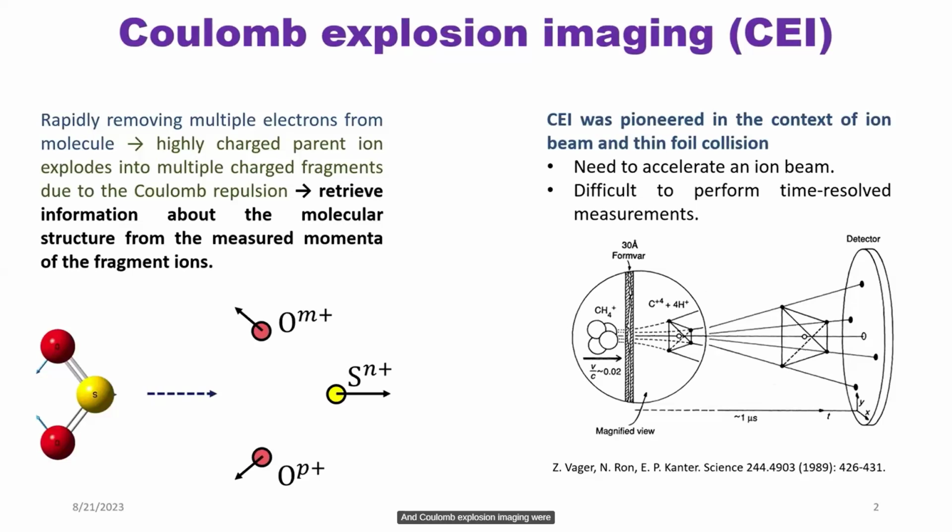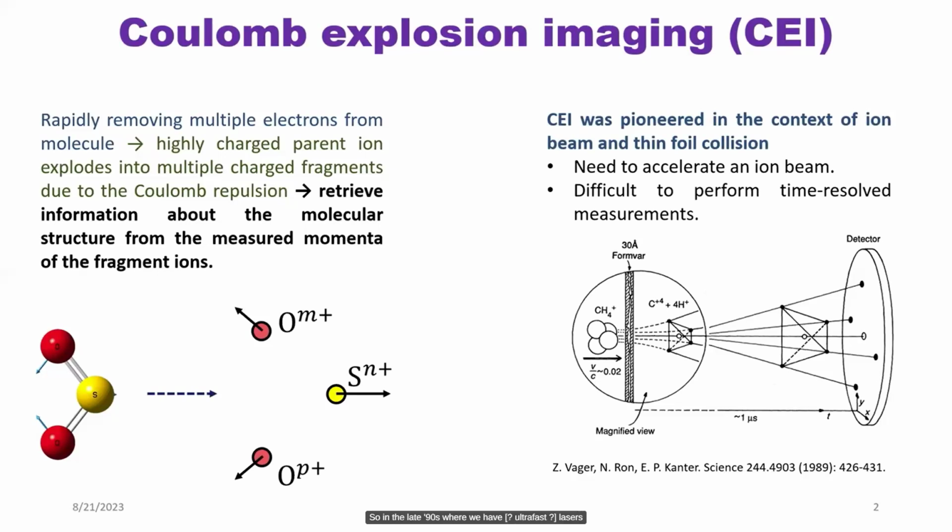Coulomb explosion imaging was pioneered using an ion beam in collision with a target molecule. The collision strips electrons from the molecule, and you measure the momentum and then try to deduce the molecular structure. However, in this setup it's very difficult to perform any time-resolved measurement, because you need to accelerate the ion beam, and it's hard to introduce time resolution.